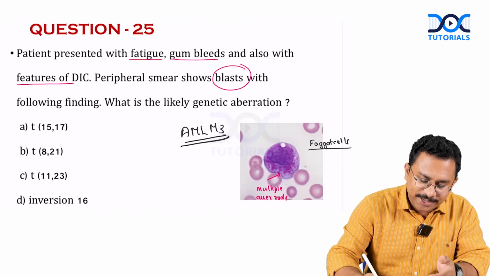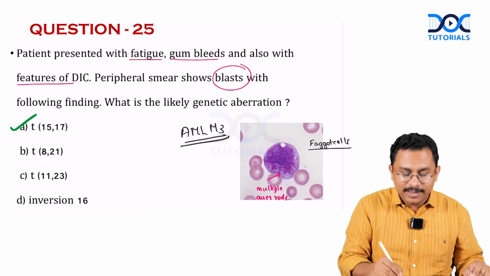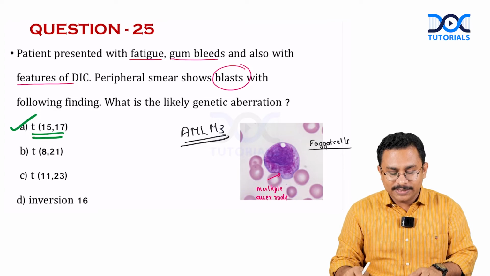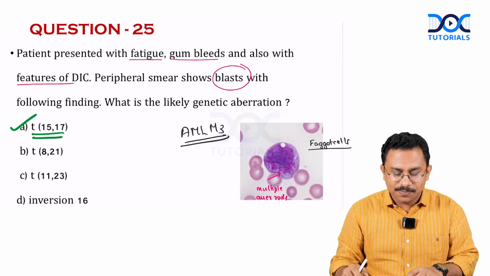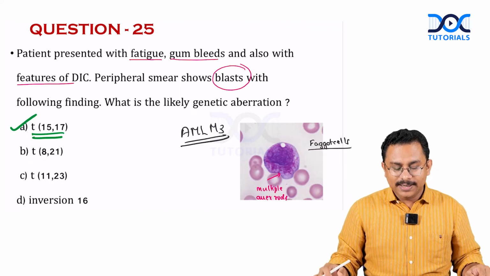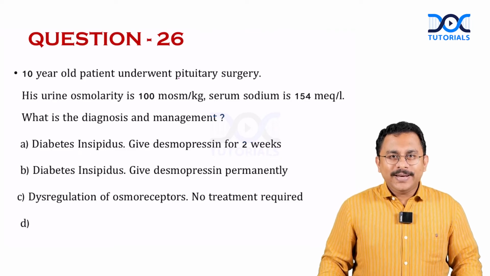So what is the translocation associated with AML-M3 or acute promyelocytic leukemia? It is translocation 15;17. Okay, that is the translocation associated. So the answer is option A. The likely genetic aberration in this case is translocation 15;17. Okay. Moving on to question number 26.